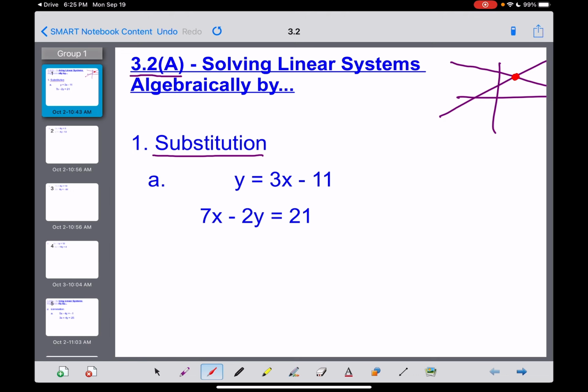Number one, it can be messy, especially if you're dealing with an ugly slope like 5/7, or a y-intercept that's a really big number. I don't want to sit here and graph a y-intercept of positive 23. So graphing can be messy.